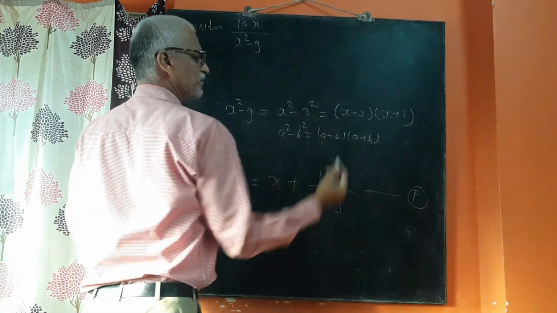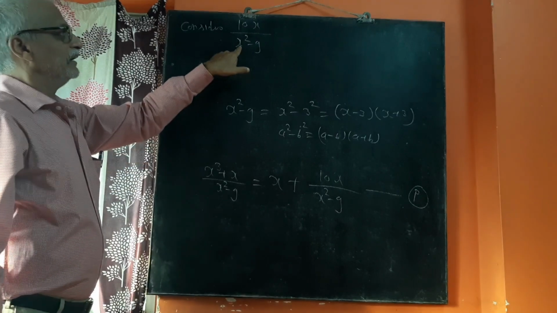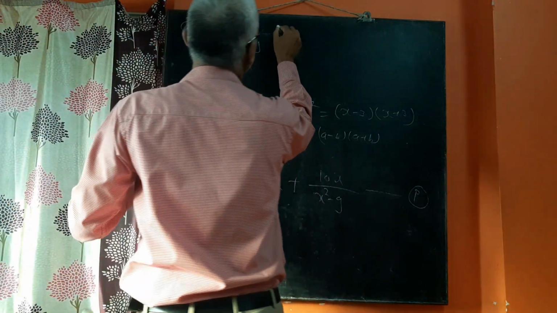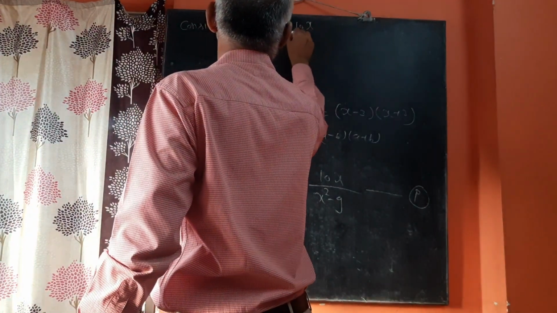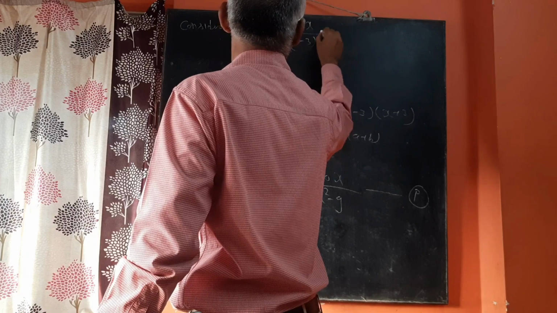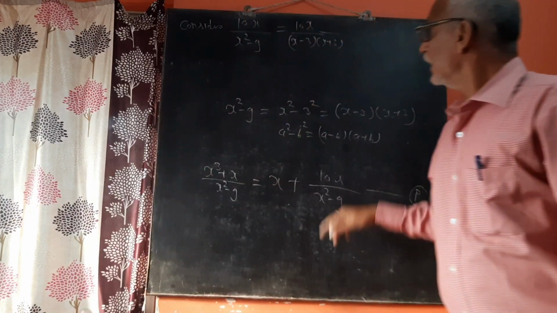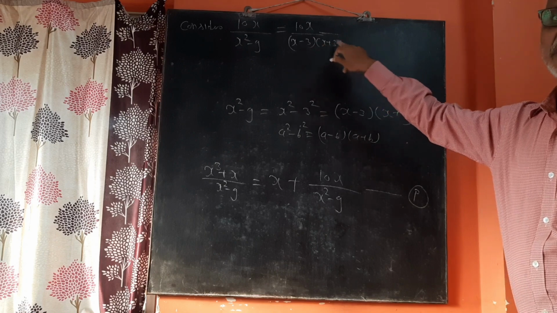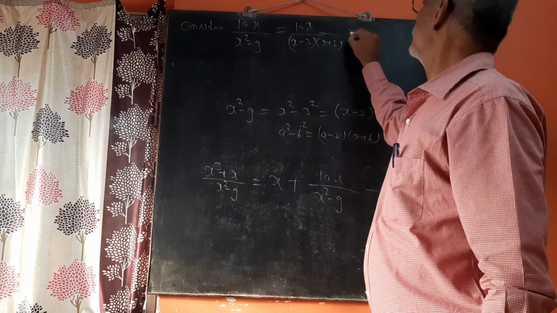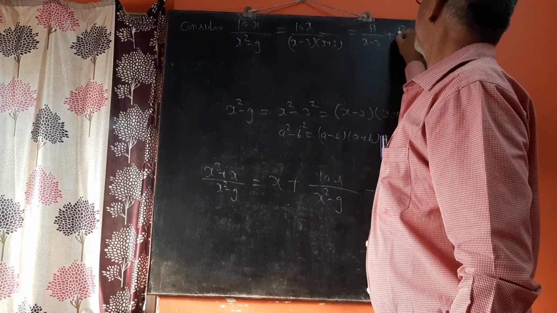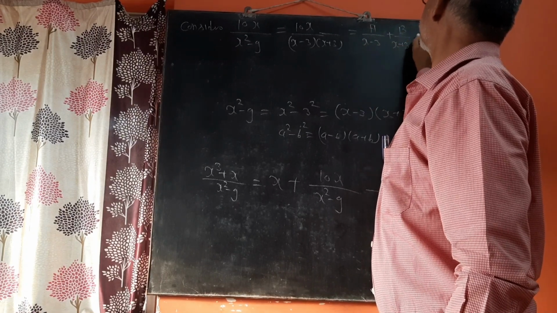That means this quadratic expression is reduced into linear factors. So it is 10x/((x − 3)(x + 3)). Now the problem belongs to the first case, that means the factors are linear and non-repeated. So this is equal to A/(x − 3) + B/(x + 3). Let us call this equation number 1.